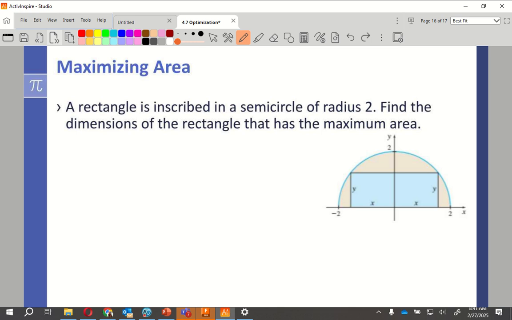Oh, this one here? Yeah, this one here. A rectangle is inscribed in a semicircle with a radius of 2. Find the dimensions of the rectangle that has a maximum area. Alright, this is a good one. I like this one. So, if the radius is 2, that means any point on the circle is 2. So, right here on this circle, I can take this and call that a 2, right? And so, let's try and find where maximizing the area.